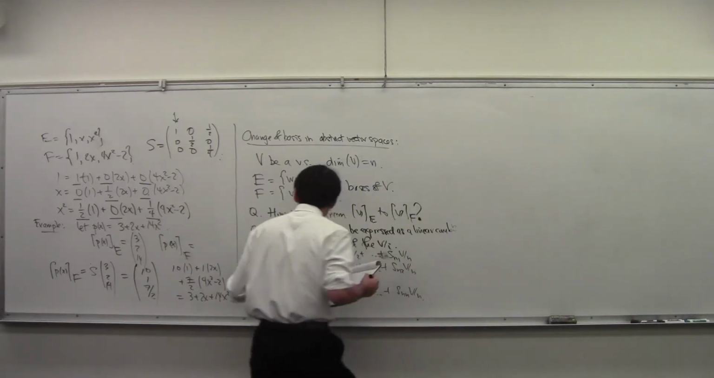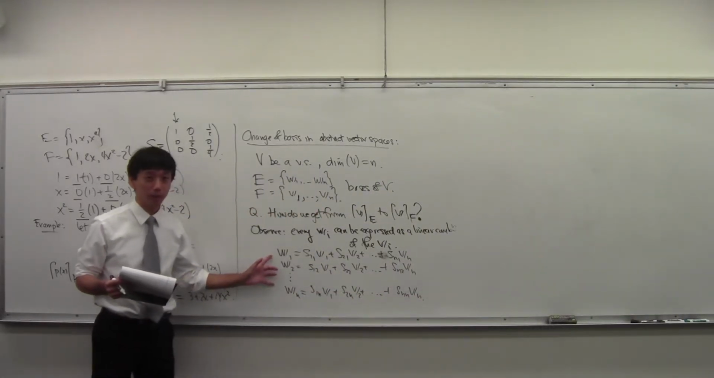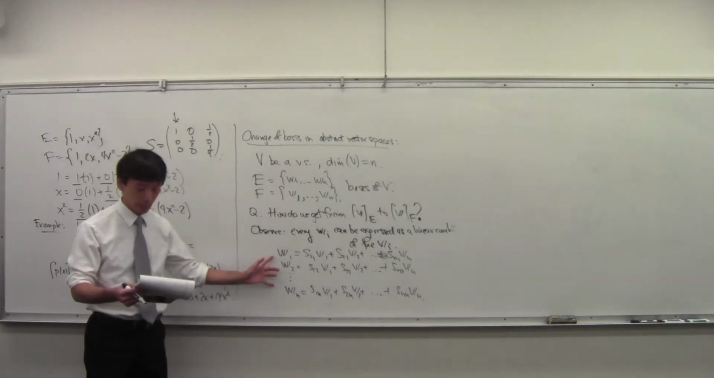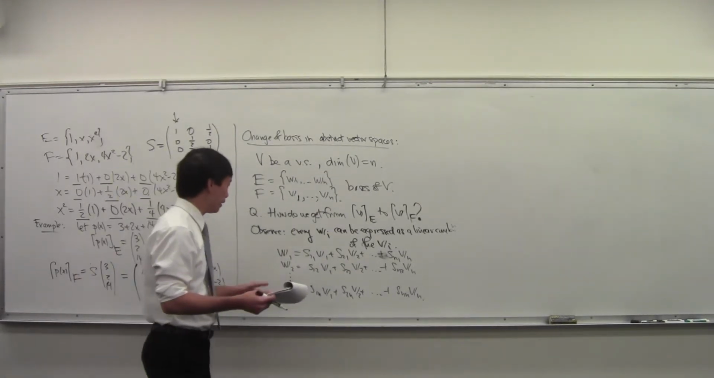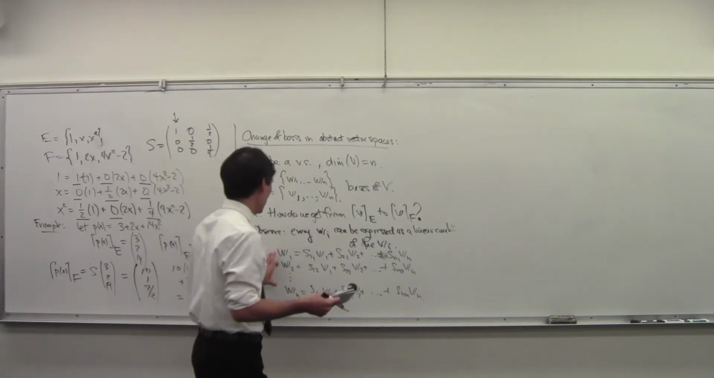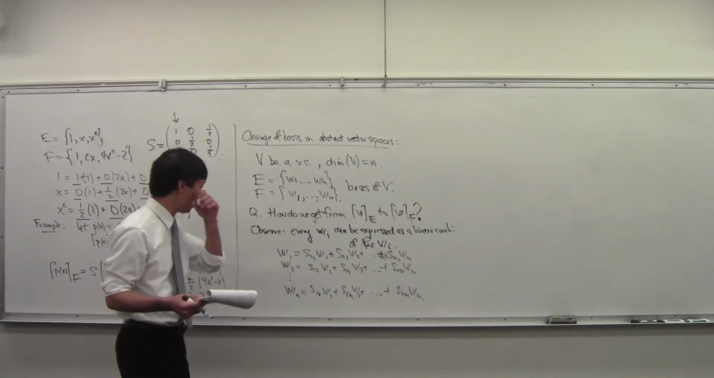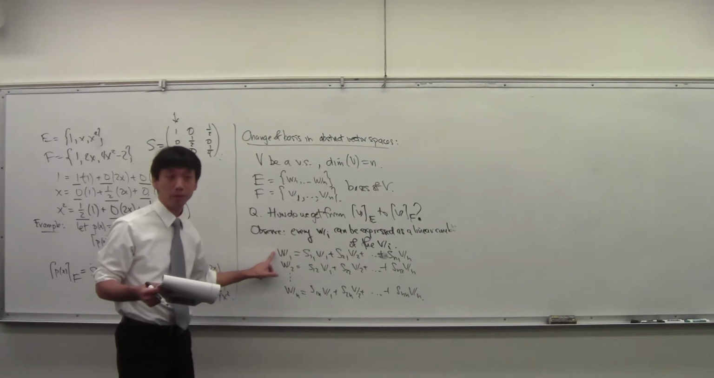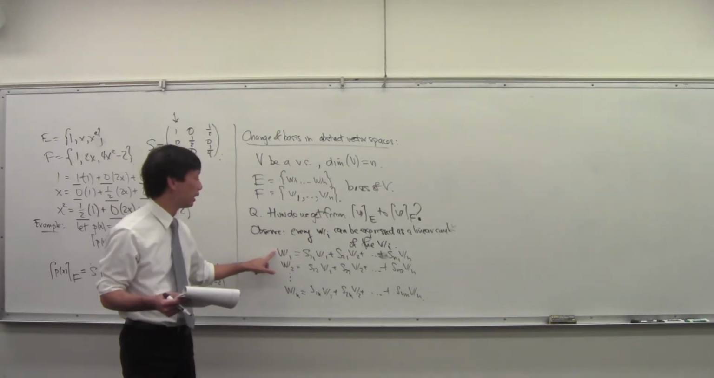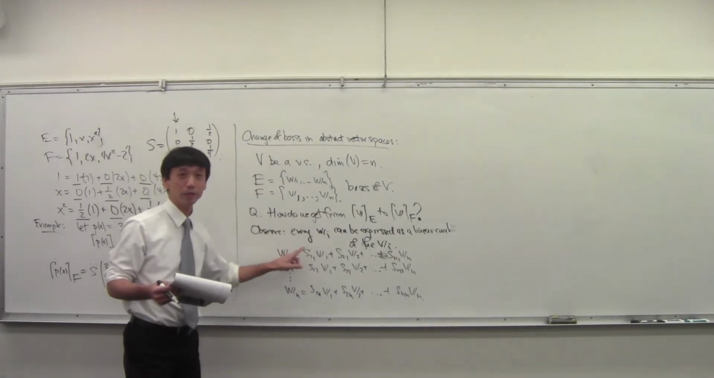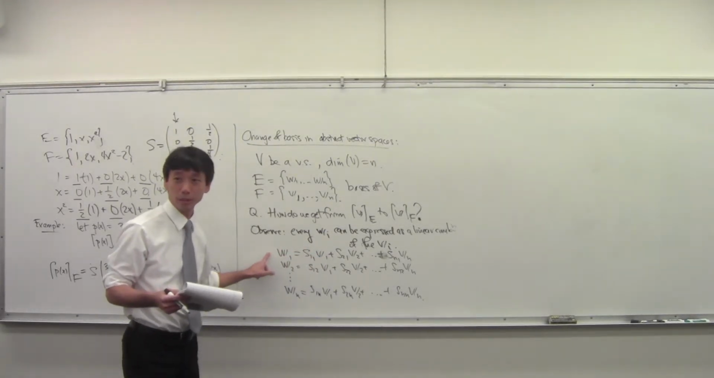Okay, so let's come back here and think about how we would get the transition matrix. Let's start from here. We're expressing each of the basis vectors of E as a linear combination of the vectors in F.